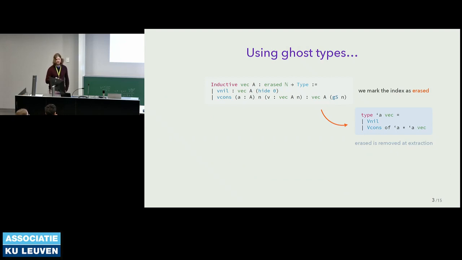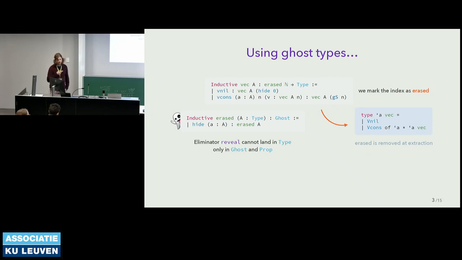This is again in the spirit of the erasure modality that you already have in other languages. This is not new, but maybe a different presentation of it. In the index of the vectors, I'm marking the natural number as erased, and that means that at extraction, I want it to be gone. And the erased type, here I see it as a special kind of type in the universe, which hides a value. So this lives in the ghost universe.